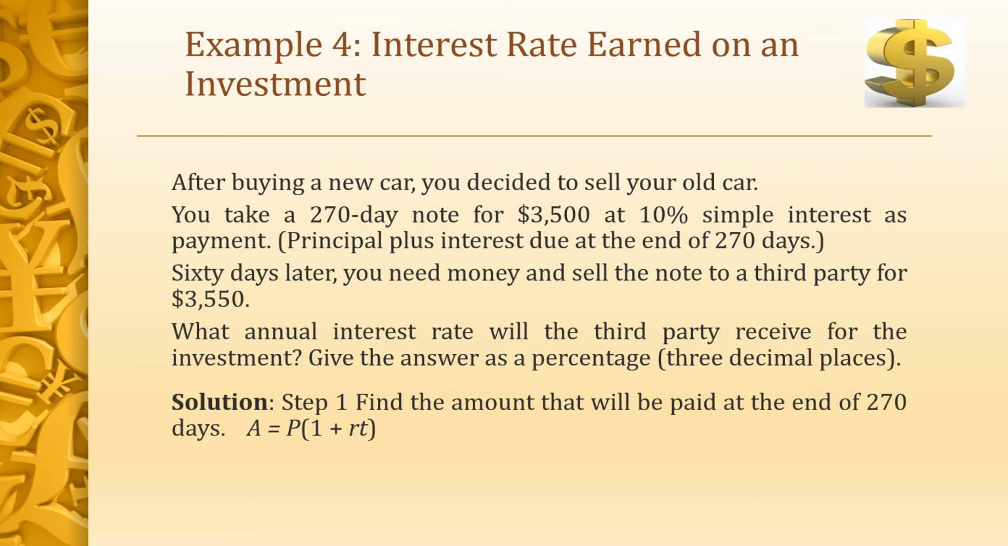So the first step, we have to calculate the amount to be paid at the end of 270 days. So P times 1 plus RT, P is given, R is given, T is given. Simplifying, we get $3,762.50.